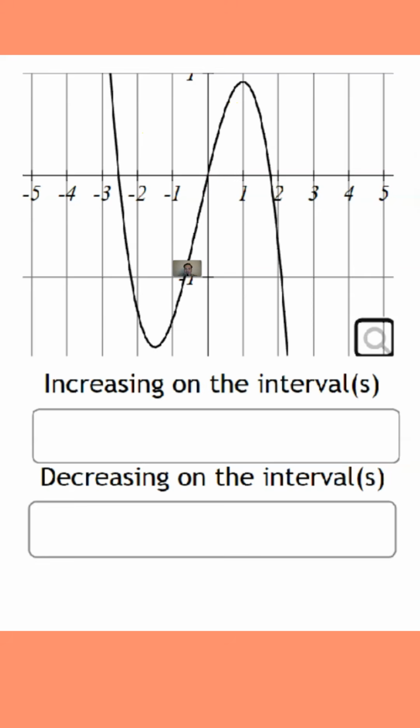So where is this function increasing? Let's begin with that question. So look very carefully, right? When I trace over this part of the graph, what happens? The y-coordinates are getting bigger and bigger. In other words, you're going up a hill from left to right. That's why the arrows are pointing that way.